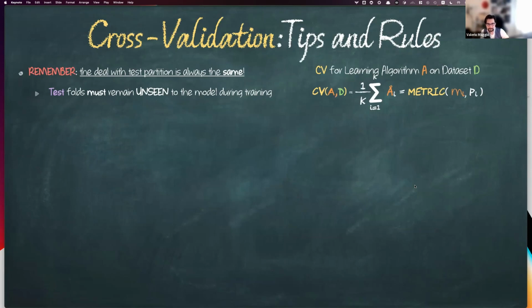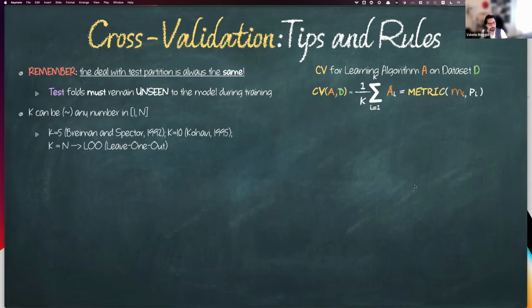Remember that the deal is always the same with the test data. Test folds must remain unseen by the model during the training. So once you generate the test partition, you have to use it only in the end to evaluate the model. Whichever feature selection, whichever processing you want to do, you have to do it only on the training set and then apply it on the test set.